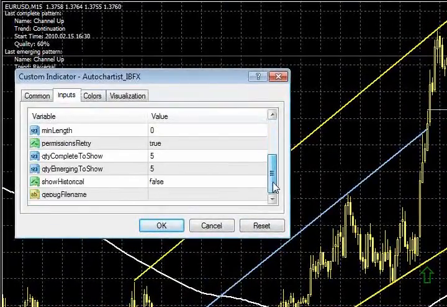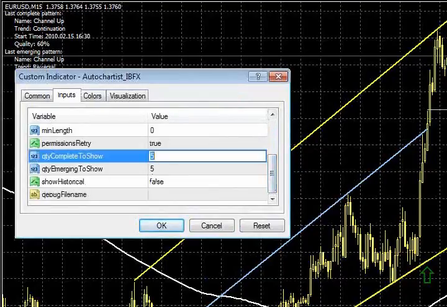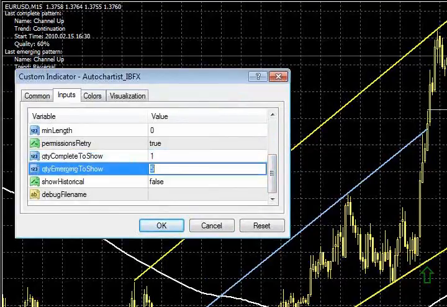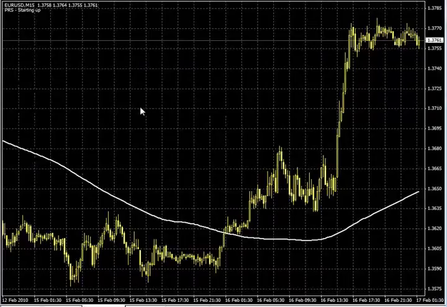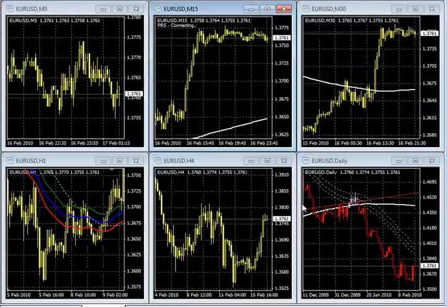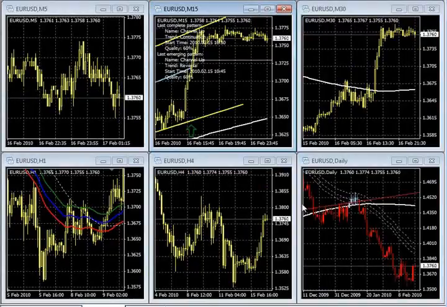I can ask it to show me, for example, the last one completed pattern and the last two emerging. In other words, show me a certain number of the patterns that are occurring right now on the 15-minute Euro US dollar. Give me the most recent ones, and let me see the lines and levels automatically drawn on my chart.